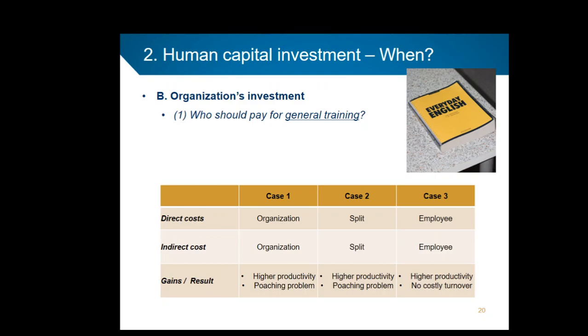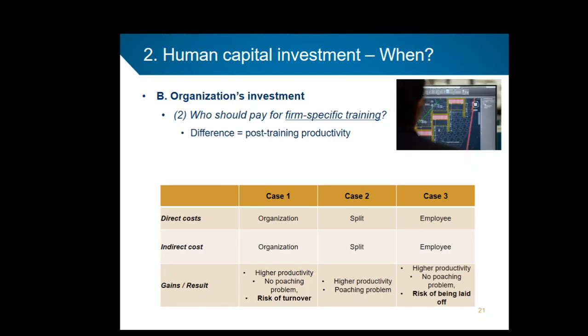And if you think a bit about it, it also makes sense. Your employer should not pay for your typing lessons, should not pay for your English classes. It's better that they spend their training budget in other ways. Okay, let's consider the other scenario, that of firm-specific training.